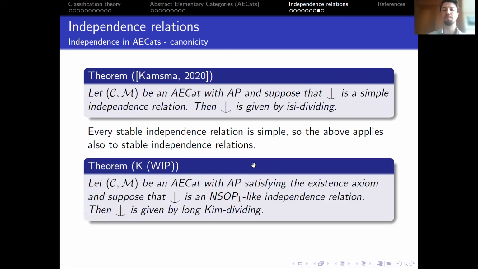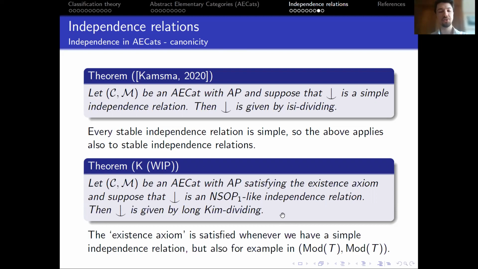And then there is also this theorem. So the previous theorem has been published, so you can look it up if you want to know more precisely what, for example, easy dividing is and how it works. This theorem is still work in progress in the sense that I should write a preprint at some point. So again, we have an AE-cat with AP, and we assume the existence axiom, and I'll say in a bit what that more or less means. Then suppose that we have an NSOP1-like independence relation, then that thing is given by long Kim dividing. And this is again one of those notions that I don't want to give a precise definition for, but it implies canonicity of NSOP1-like independence relations, just as before.